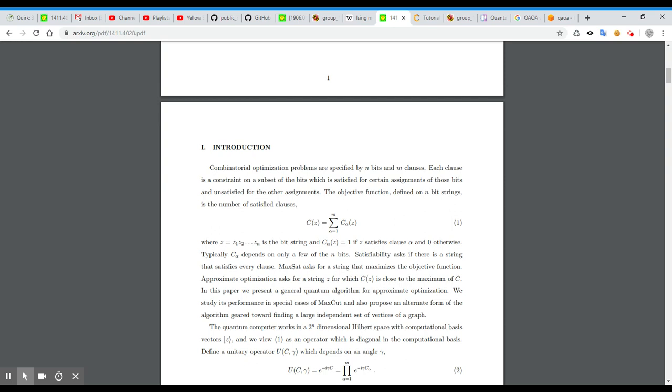MaxSAT asks for a string that maximizes the objective function. Approximate optimization asks for a string z for which C(z) is close to the maximum. In this paper we present a general quantum algorithm for approximate optimization.